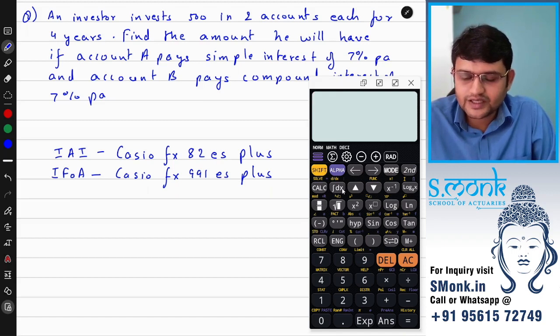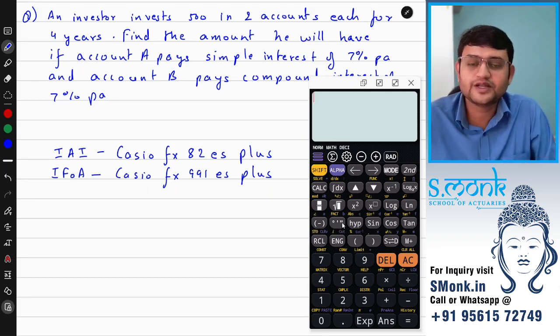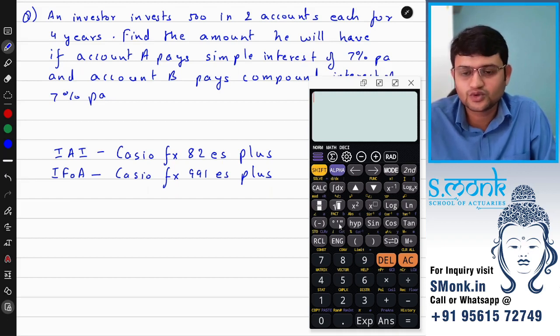Then you have a key here for integration. We'll talk about that later, not now. These are not really useful, because we are not going to study trigonometry. So this hyper, sine, cos, tan is of no use. This is minutes, seconds and stuff. I have never used it. I don't know how to use it. If you want to learn, these are degrees and minutes and seconds.